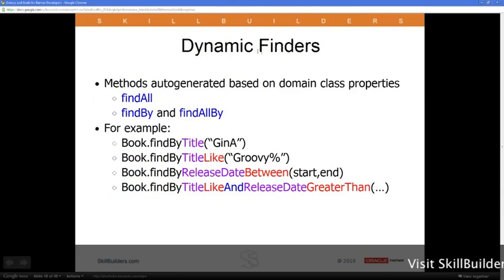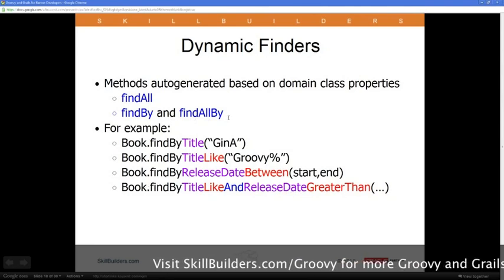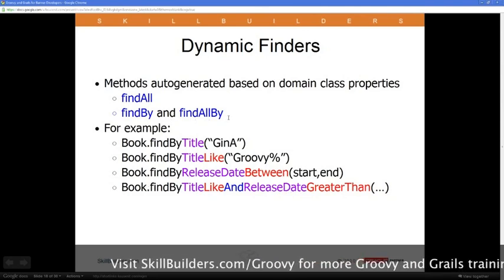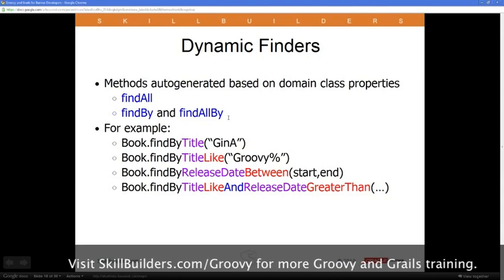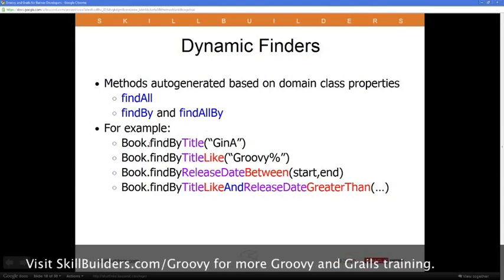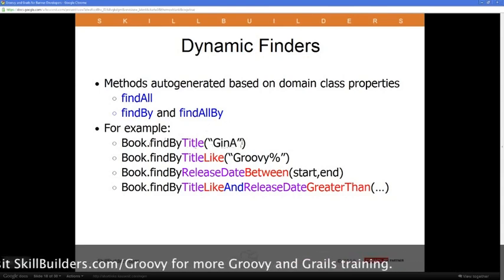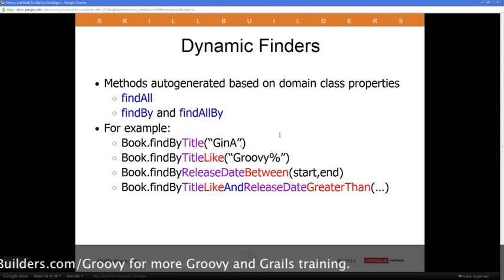You also get these dynamic finders. In other words, all I have to do is build the domain model, and then I don't have to implement any of these queries. These queries are already available. So say I have a book class. This is taken right out of the Grails documentation, and it has titles and release dates. Well, I automatically can say Book.findByTitle for GINA. GINA stands for Groovy in Action, one of my favorite books ever. I've spent many a pleasant evening with GINA.